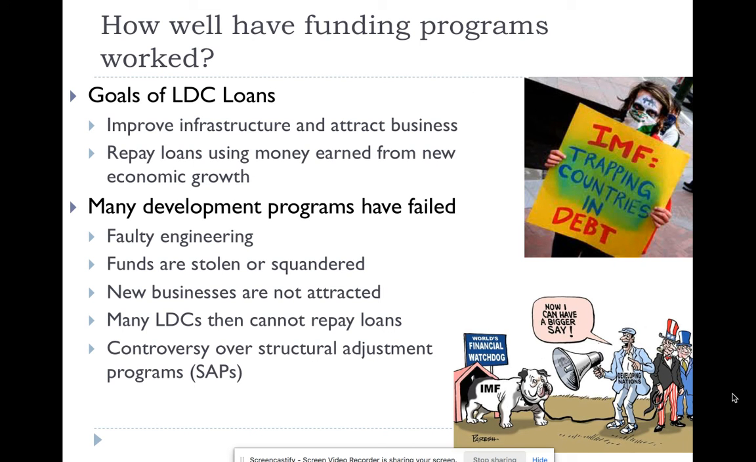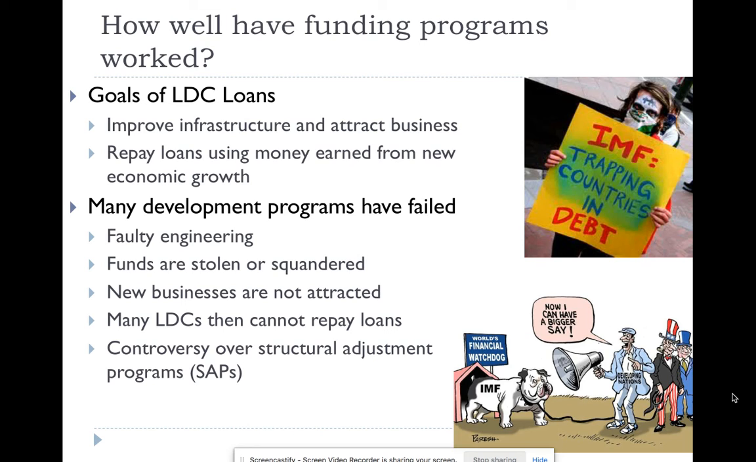Lastly, guys, getting into the end here, we look at some of the funding problems that have come up, some of the funding programs, I should say, and how they've actually worked. And some of them have led to issues. And so we look at the goals of most LDC loans is to improve the infrastructure or to bring business in. The problem with that is they have to eventually repay those loans. So if those are loaned money or are lent money, and then they're not able to attract the business or build the infrastructure they need to make themselves better, then that leads to issues for them being able to repay that loan.